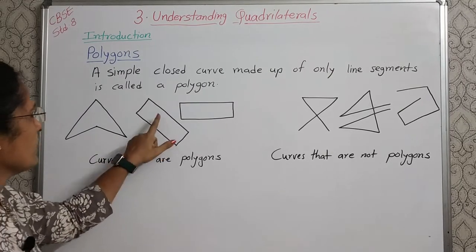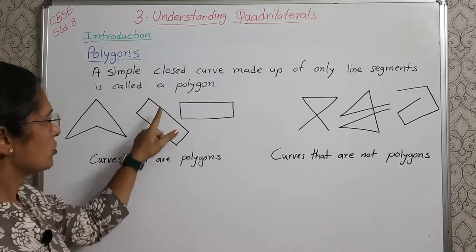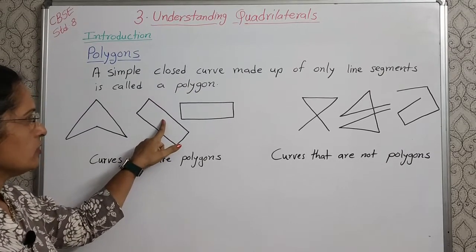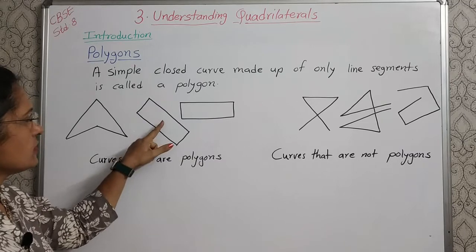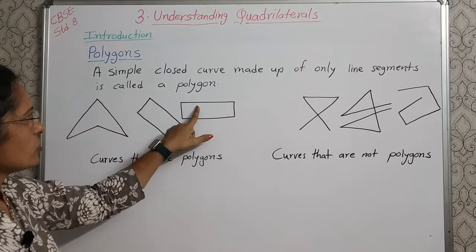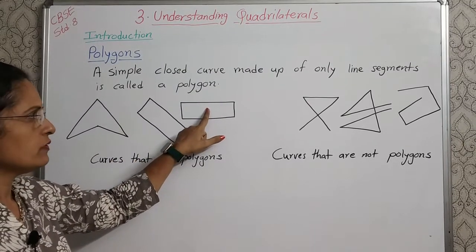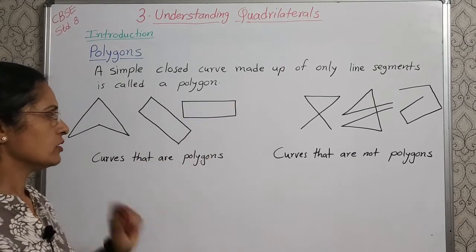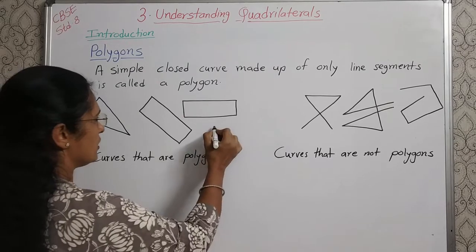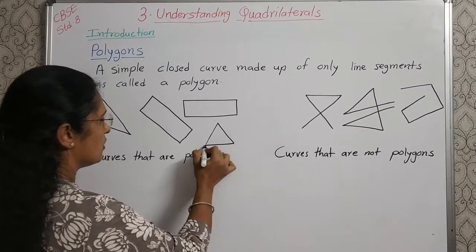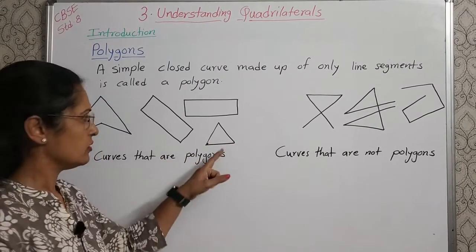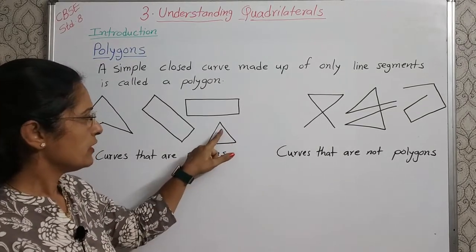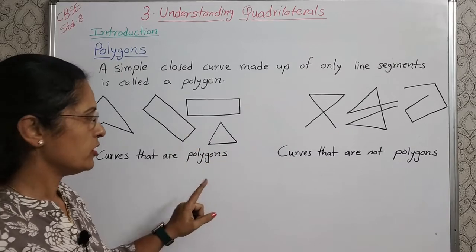Now see here, this is also a simple closed curve. So this is also a polygon. It is made up of only line segments. Same here, this is also a simple closed curve and it is made up of line segments. So this is a polygon. Even a triangle is also a polygon. This is a simple closed curve and this is made up of 3 line segments. So this is a polygon.